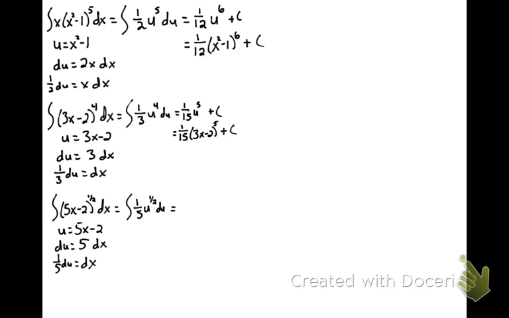And when we integrate this, I'll have 2/15 u to the 3/2 plus c. But u has the value of 5x minus 2, so my final answer will be 2/15 times (5x minus 2) to the 3/2 plus c.